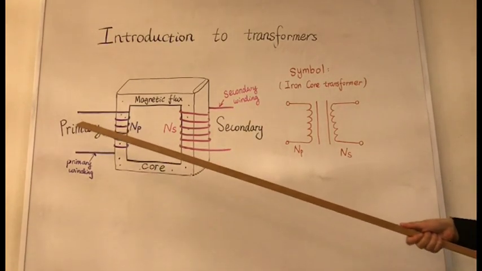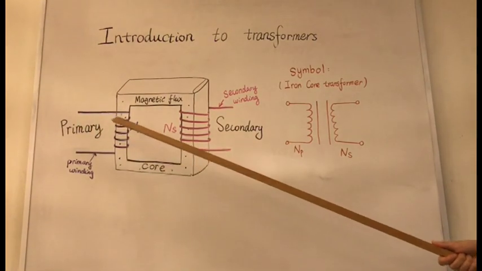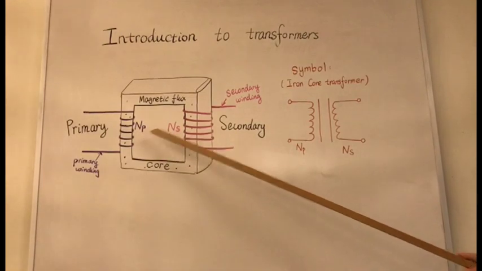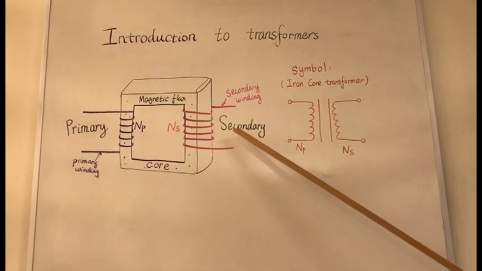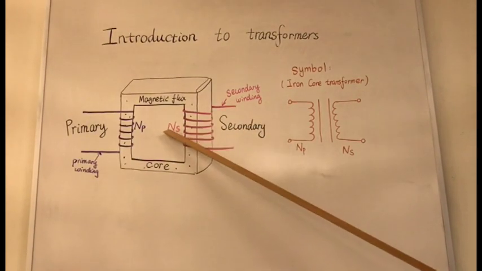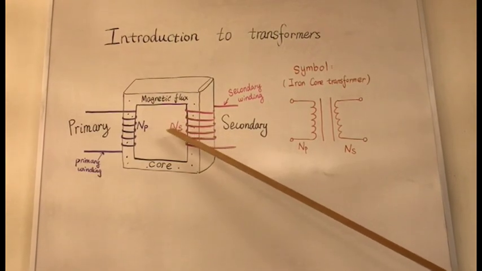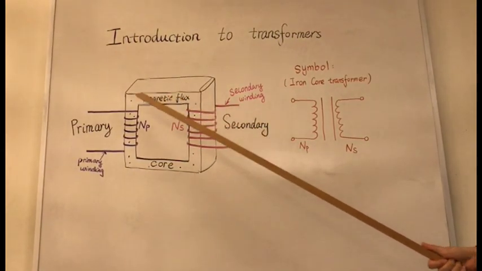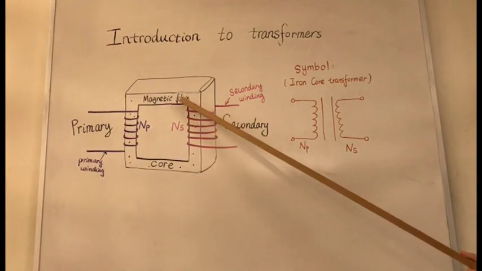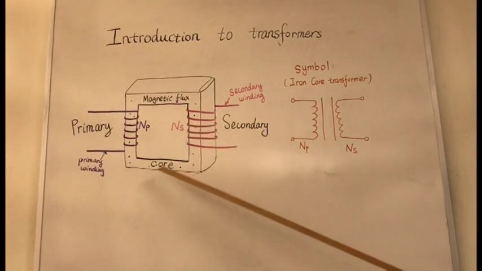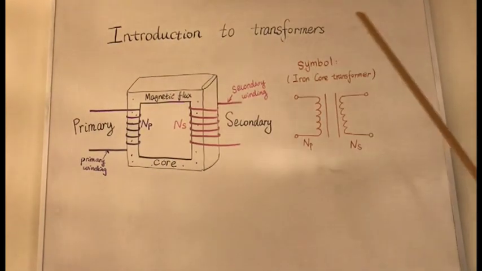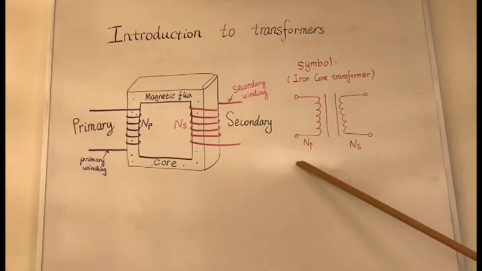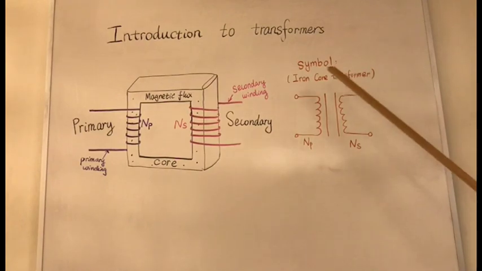As you can see, here's the primary coil, and we denote the number of turns as Np. And on the right-hand side, here's the secondary coil, and we denote the number of turns of this coil as Ns. In the middle part is the magnetic flux path, which is an iron core. And here's the symbol of the iron core transformer demonstrated in the circuit diagram.